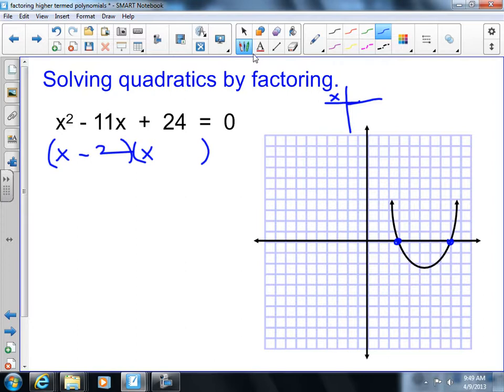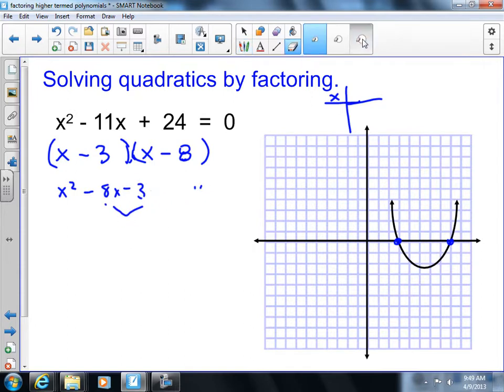Negative 3 and negative 8. I think that sounds pretty good. Let's try it. x minus 3, x minus 8. All right, if we work it, x squared minus 8x minus 3x plus 24. Is that going to make it? Sure does. Okay, so now that we found out what it is in its factored form, how do I use that?